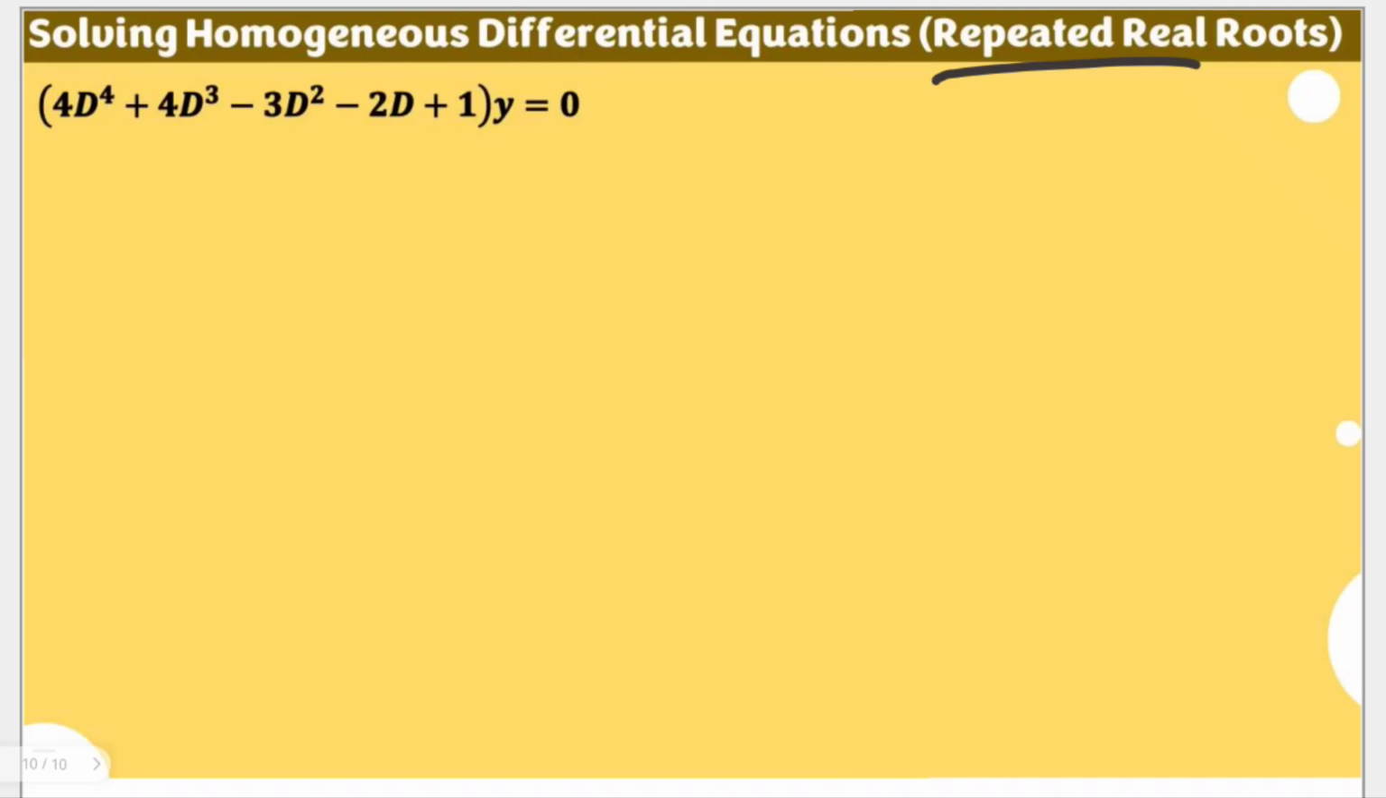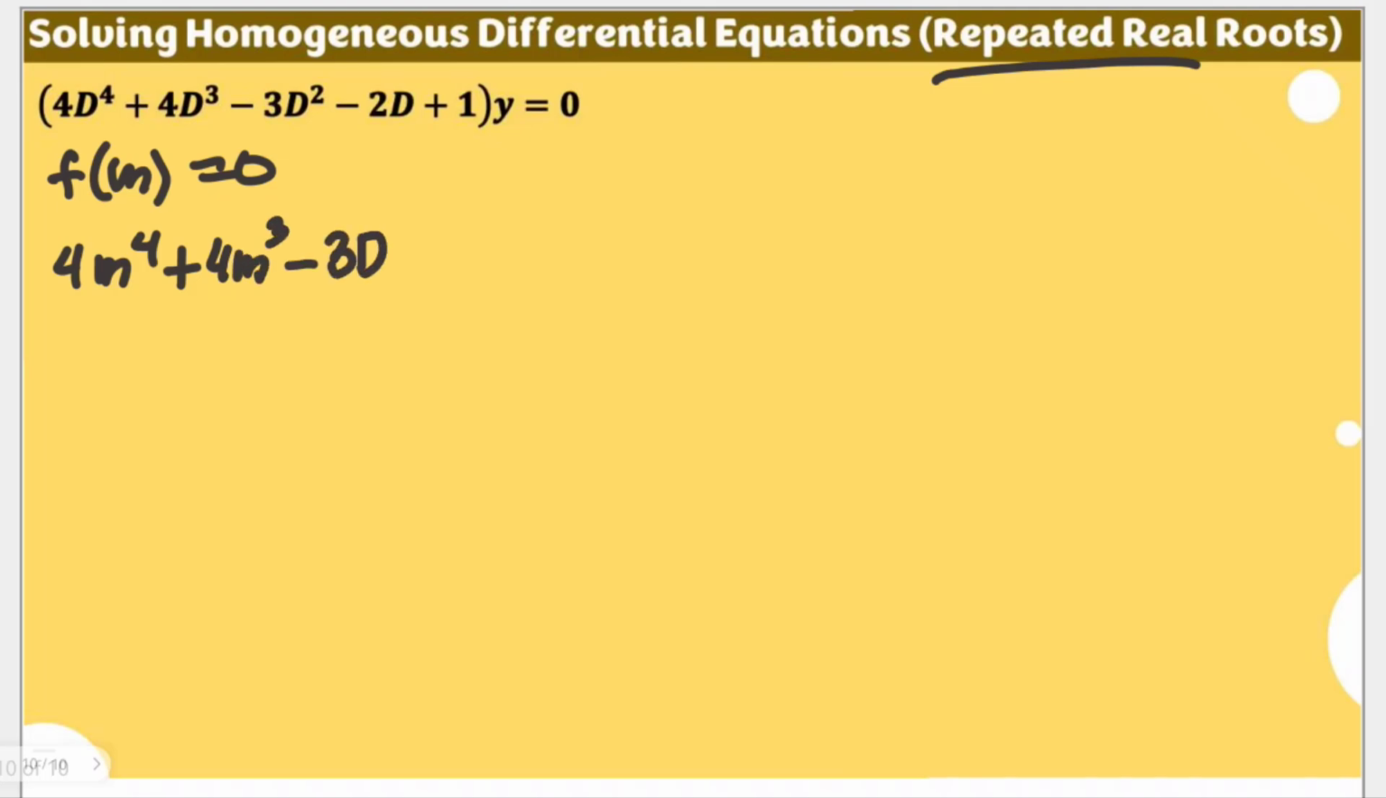The first step, of course, is to come up with the auxiliary equation. This is already in the form of an equation with the differential operator D, so it's easier for us to come up with the auxiliary equation. It simply follows like this: substitute m for our D. So it will be in this form: 4m to the power of 4 plus 4m cubed minus 3m squared minus 2m plus 1 equals 0.